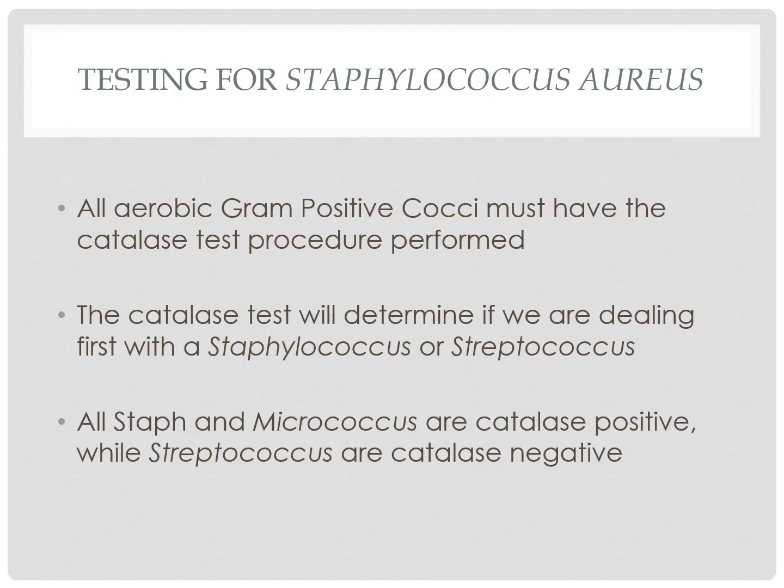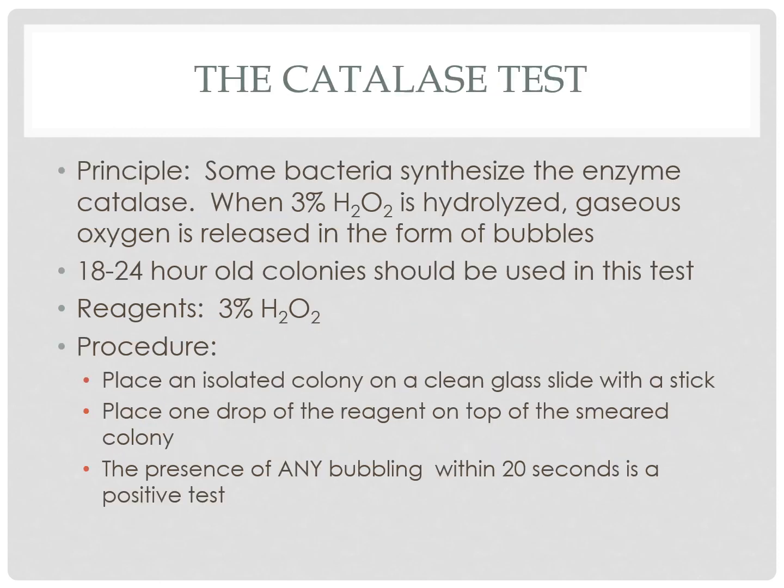Anytime you have an aerobic gram-positive cocci, we always want to do the catalase test to make sure that we're dealing with the Staphylococcus. Remember, Staphylococcus is always positive for catalase. It's not a bad idea to do a gram stain also. The catalase test will determine if we are dealing with the Staphylococcus, which are catalase positive, or a Streptococcus, which is catalase negative. All Staph and Micrococcus are catalase positive, while Streptococcus are catalase negative. So catalase is a good way to determine if you're dealing with a Staphylococcus versus a Streptococcus. The catalase test is one of the first tests that we can do on an isolate to determine if we are dealing with a Staphylococcus or a Streptococcus.